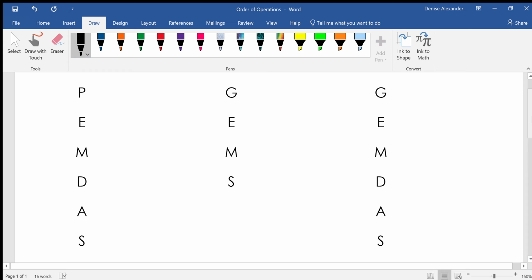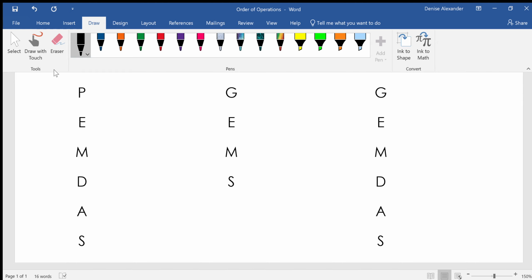If you're not too sure what order of operations is, that's okay, I've got your back. There's three ways to think of order of operations. We have PEMDAS, which is right here, we have GEMS, and we have GEMDAS. And I'll explain each one so you understand. So here we go. We're going to start off with PEMDAS.